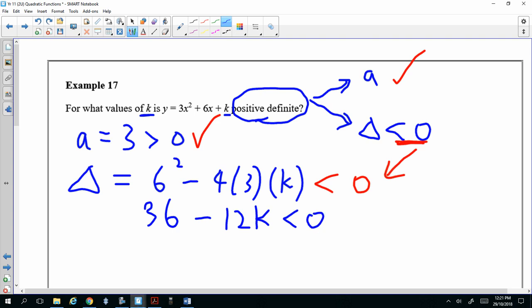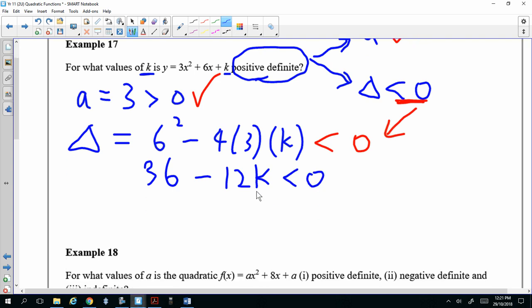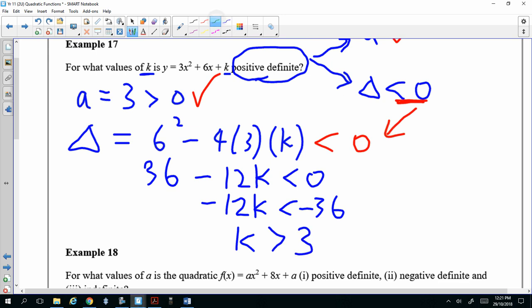Move the 36 to the other side, so you get negative 12k less than negative 36. And when you divide by negative 12, you must switch the inequality sign, which gives 3. So we note that if k is more than 3, it's always going to be positive definite. Does that make sense? So find a k so that it becomes positive definite. k has to be more than 3.